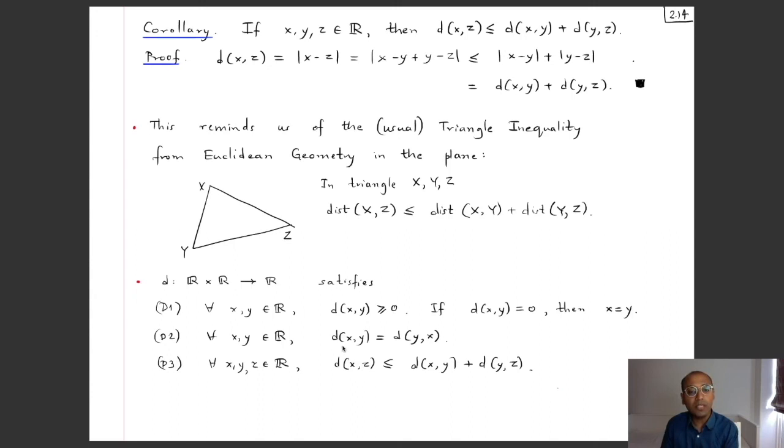The second property is a symmetry property. The distance between x and y is the same as the distance between y and x. That's also very obvious, because what's the distance between x and y? That's mod of x minus y. But you can write that as minus 1 times y minus x. And the mod of AB is mod A times mod B, so it's mod of minus 1, which is 1, times mod of y minus x, which is the distance between y and x. So it's clear that this is true. And this third thing is the triangle inequality, which we have just proved.